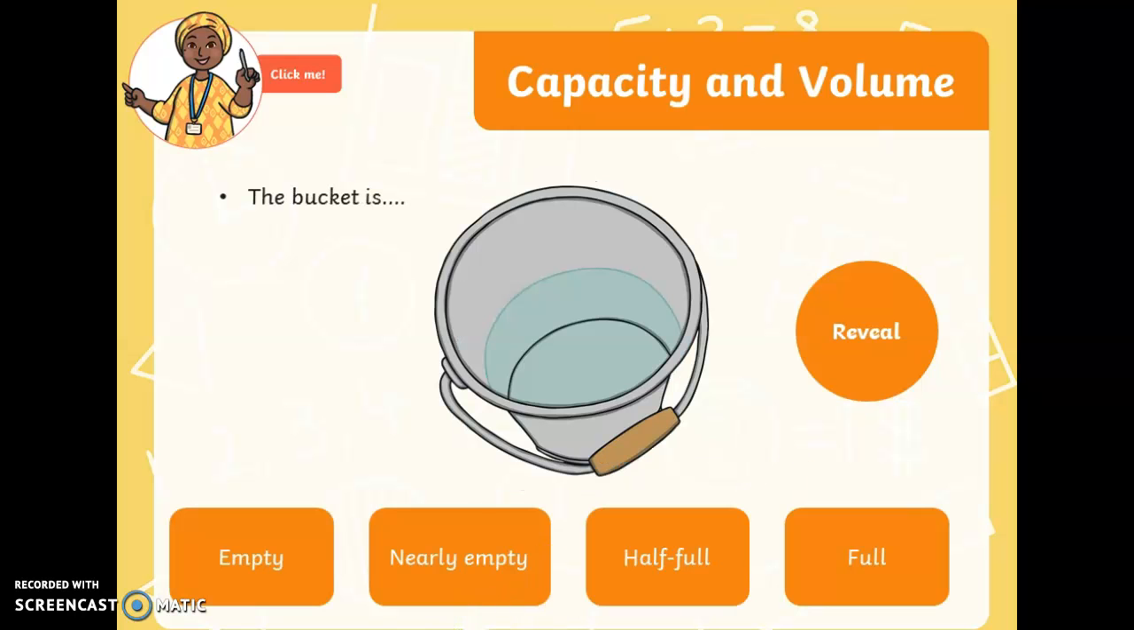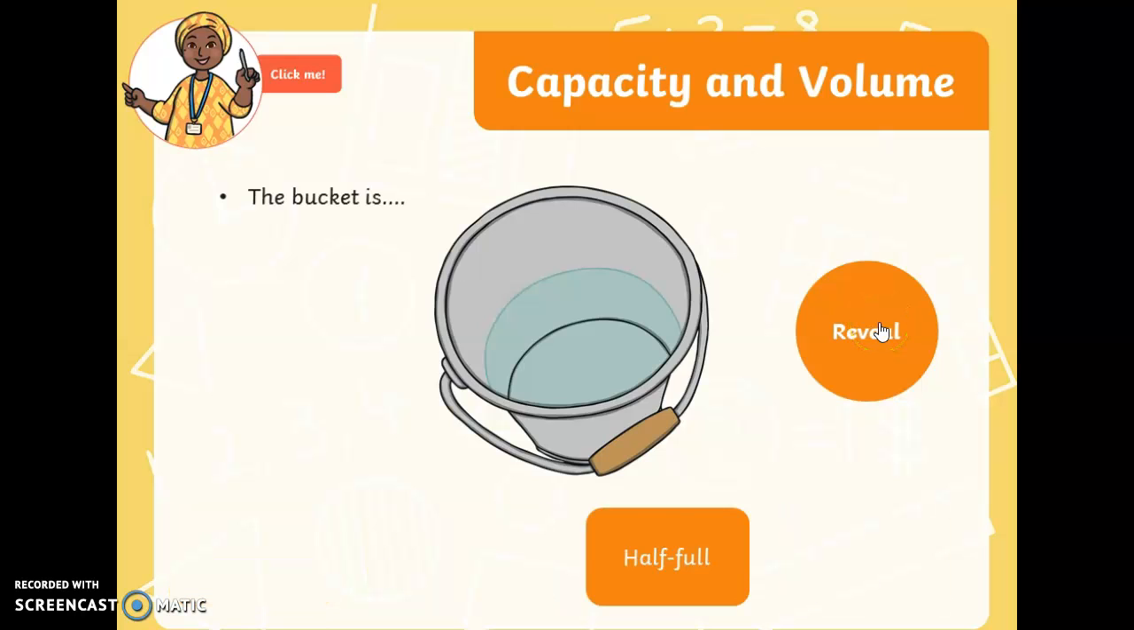Let's look at our bucket. Is our bucket empty, nearly empty, half full or full? Have a look at the liquid in it. Which one are you going to choose? Let's see if you were correct. It is half full.